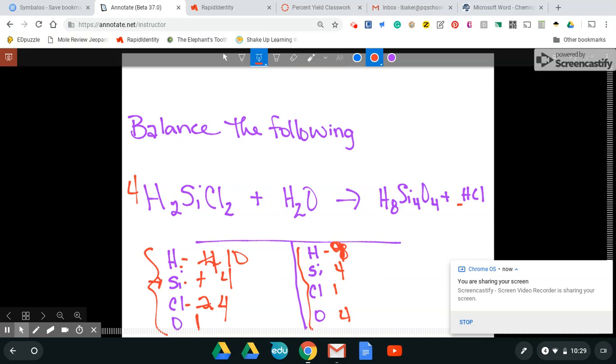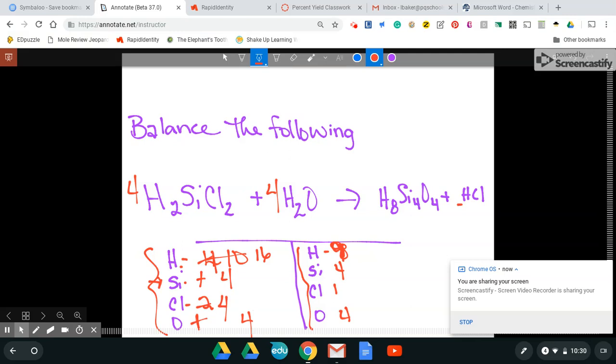So now let's look at another one that I can do. I need 4 oxygen over here. Well, what if I put a 4 right here? If I do that, that now gives me 8 and 8, so I have 16 hydrogen. My silicon didn't change, but I've got 4 oxygen. Notice that right now everything is okay except my hydrogens and my chlorines.